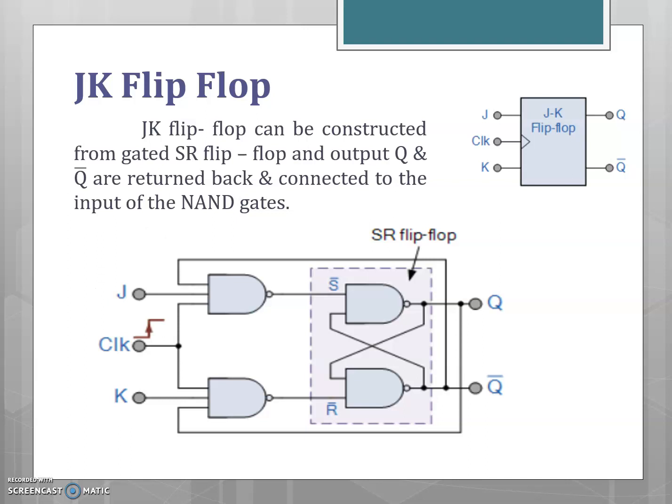In SR flip-flop, for the input S equal to 1 and R equal to 1, the output is an invalid state. So to overcome that problem, here in JK flip-flop, the output Q and Q bar is connected back to the input of the NAND gate. This connection avoids the invalid state in the JK flip-flop. The logic symbol for the JK flip-flop is shown here.